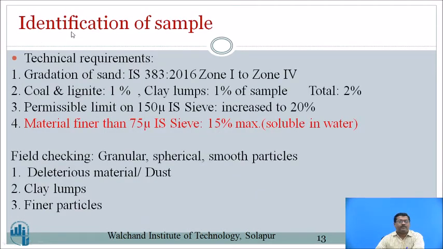How shall this sample be identified? Now, the gradation of the sand shall be checked per IS 383, zone 1 to 4, to see where the crushed sand belongs. Coal and lignite shall be 1%, clay lumps shall be 1%, total 2%, and the permissible limit of material finer than 75 micron is 15%, that is the powder. That powder content must be restricted to 15%.